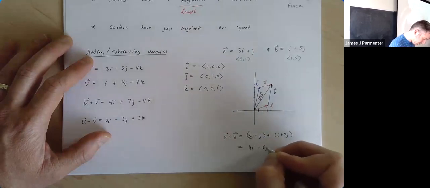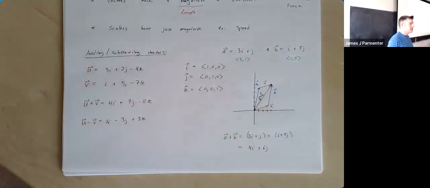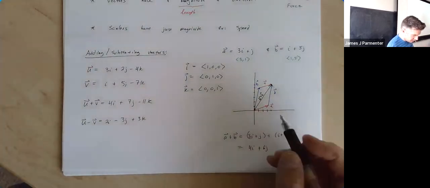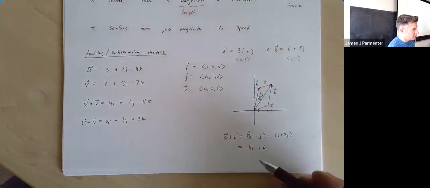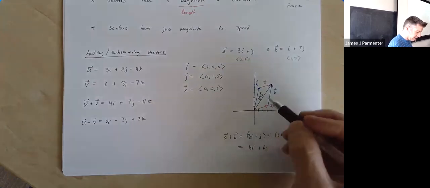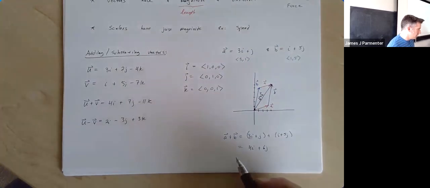which is giving us 4i plus 6j. So adding vectors is super easy. You just add the like components together. Graphically, what's happening is you're drawing the vectors head to tail. So you draw the first vector, and then you put the tail of the next vector on the head of the first vector and draw it.